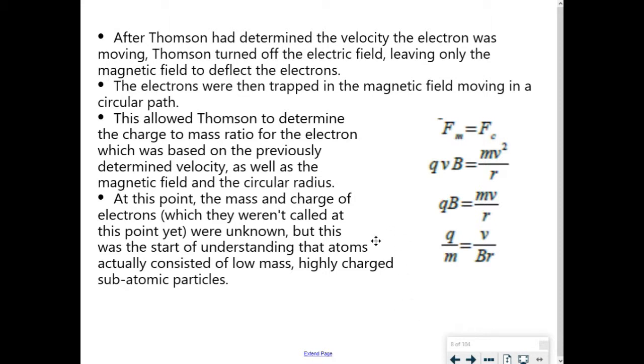And here's where this is really important. He discovered that these must be low mass, highly charged particles. They actually had a charge to mass ratio that was 1,000 times less than the previously smallest known particle. Chemistry-wise, what's the smallest known particle on the periodic table? Hydrogen. What is hydrogen made up of?